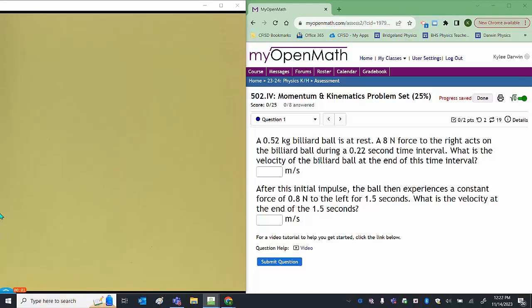All right, guys, so this is the assignment 502.4 Momentum and Kinematics problem set. I'm going to work through these problems starting with number 1. Number 1 says a 0.52 kilogram billiard ball is at rest. An 8 Newton force to the right acts on the billiard ball during a 0.22 second time interval. What is the velocity of the billiard ball at the end of this time interval?